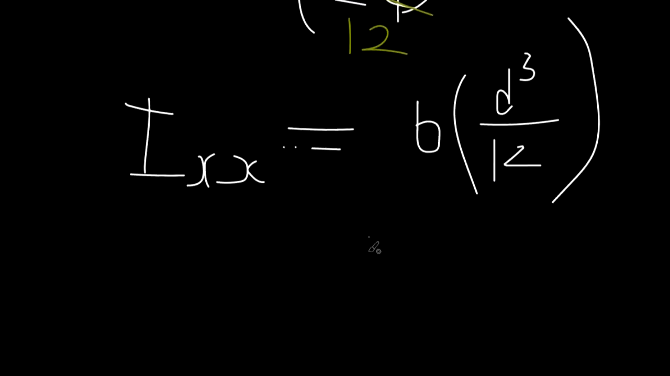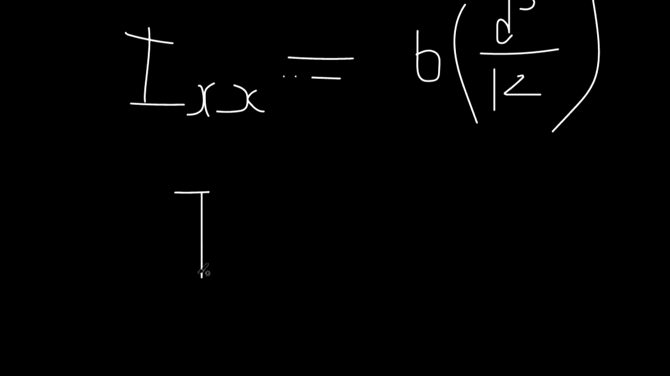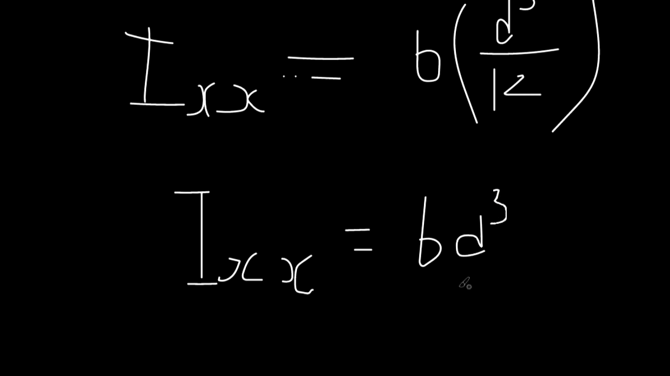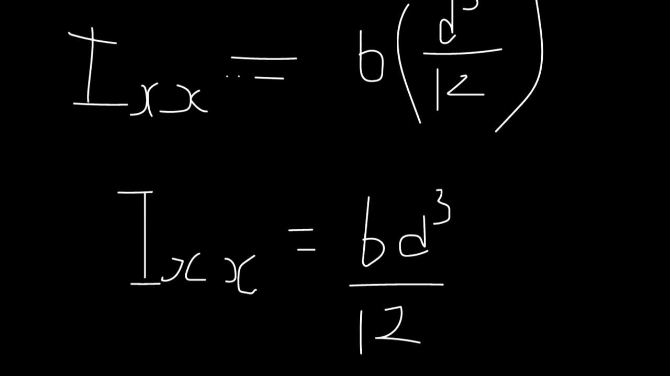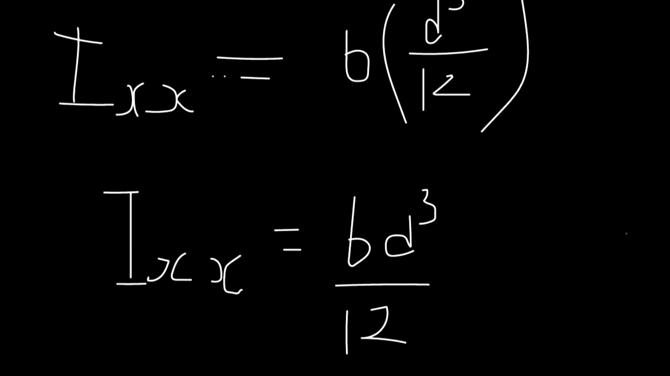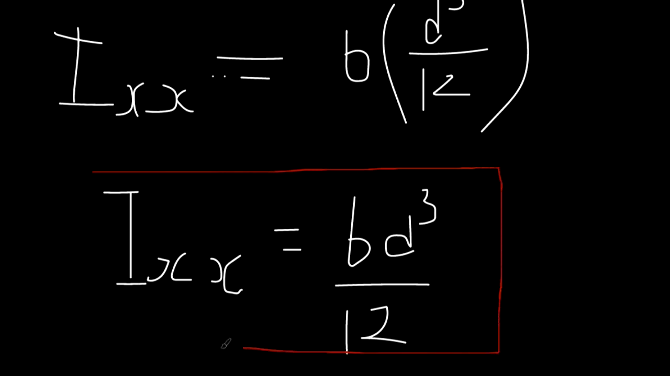Still, when we open our bracket, we will get that Ixx equals b d cubed all over 12. So this is our final answer. We just proved the moment of inertia equals this. So this is our answer.